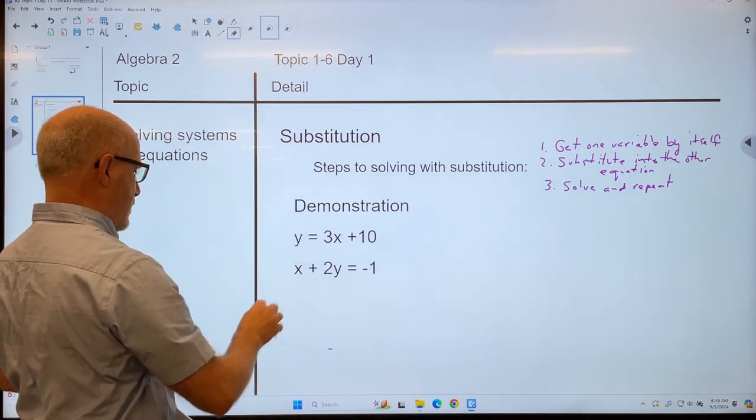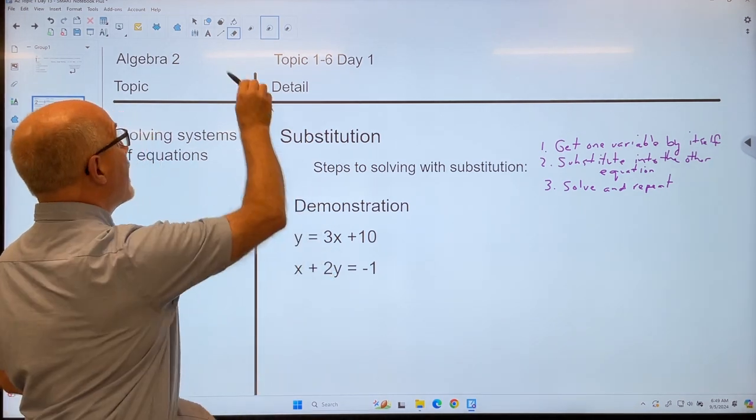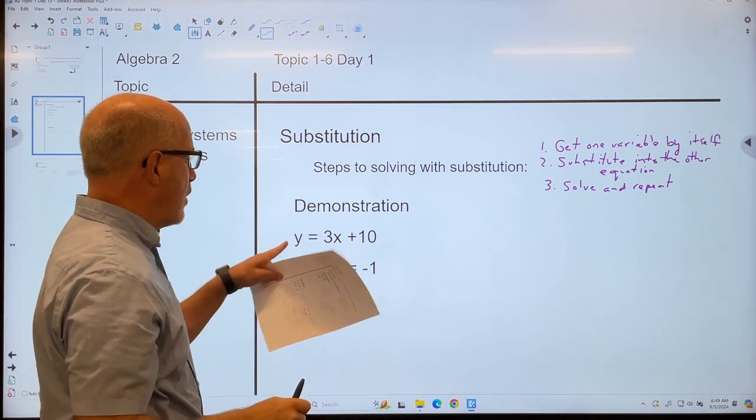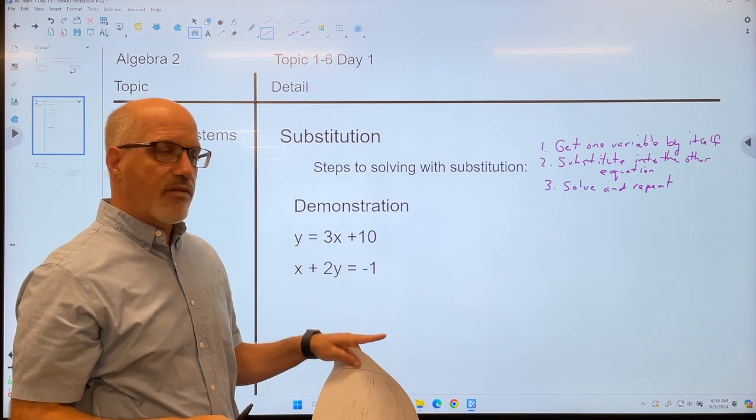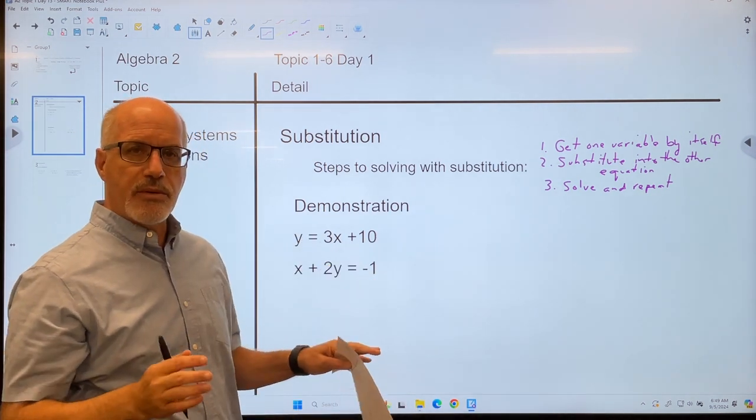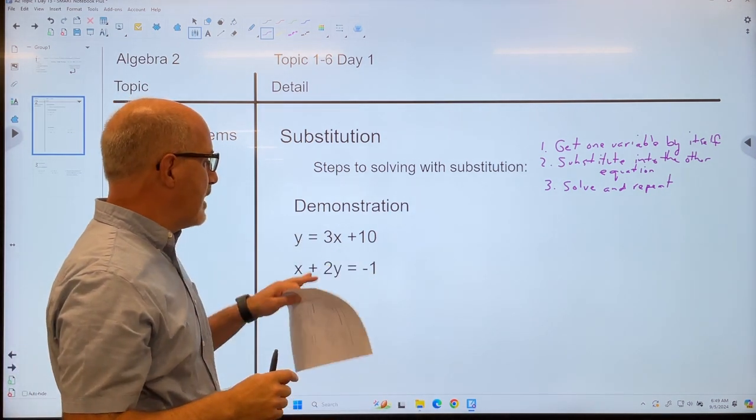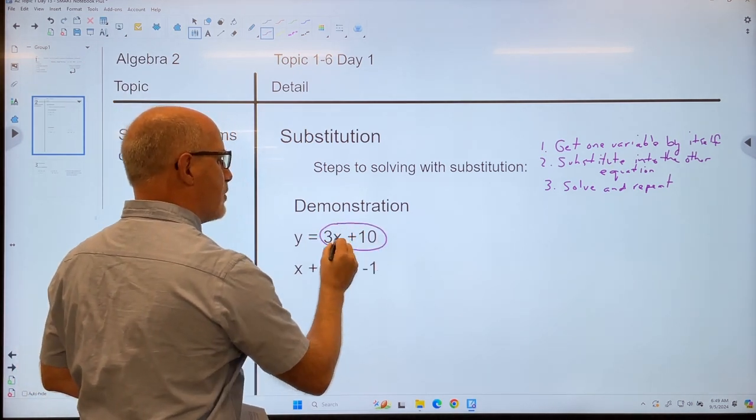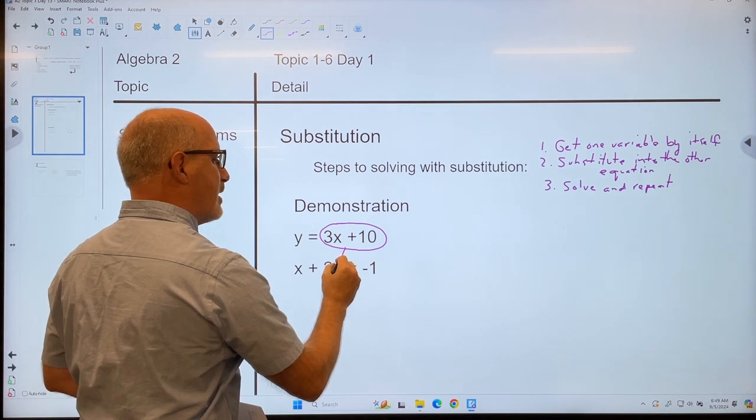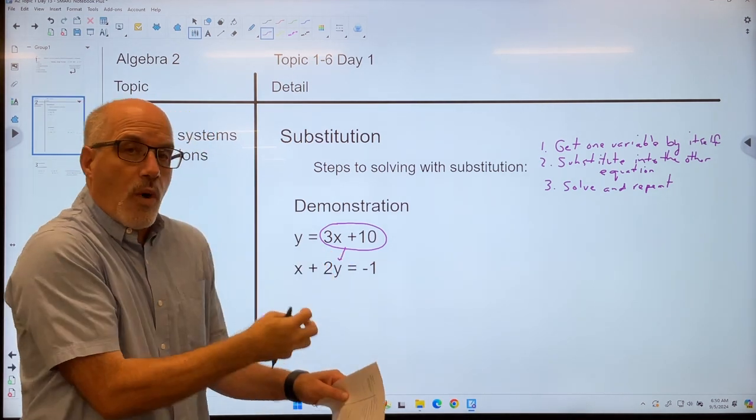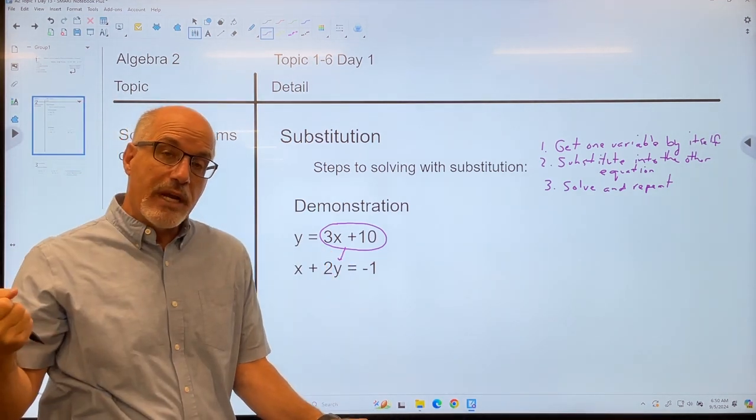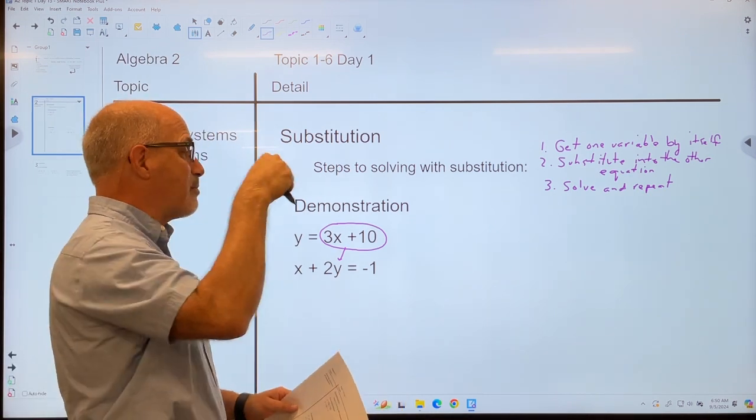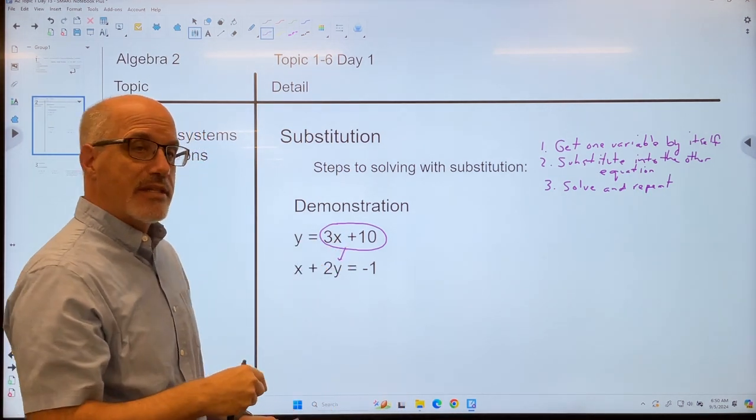If you notice on this one, we've got already step one taken care of. Y is all by itself. X is on the other side with the rest of the expression. So we're going to take this expression that y is equal to, and we're going to substitute it in here. That idea is y is going to come out of the other equation, and what will take its place will be the 3x plus 10.